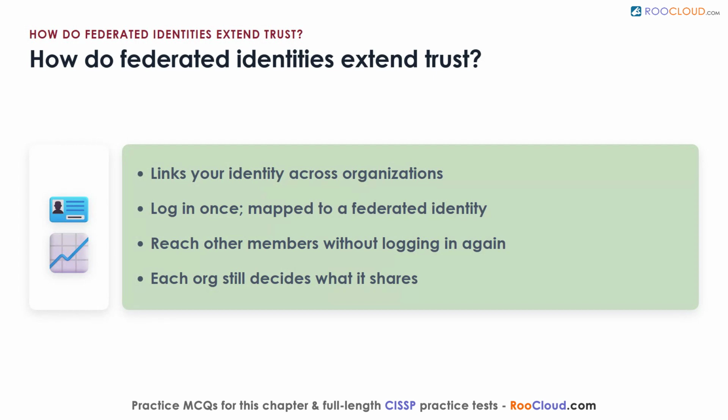How do federated identities extend trust across organizations? Single sign-on is easy inside one company, but federation stretches it across many. A federated identity management system links your identity in one place with your identities elsewhere, and multiple organizations can join a federation where they agree to share identity information. You log in once at your own organization, your credentials map to a federated identity, and that identity gets you into resources at other members without logging in again.